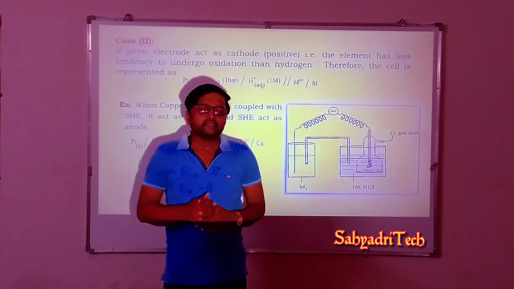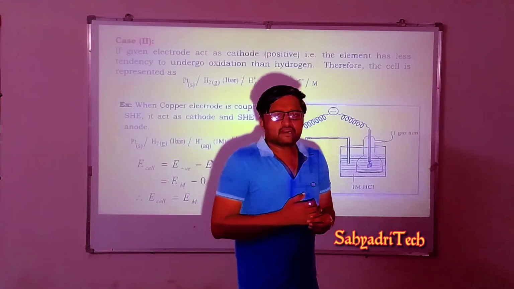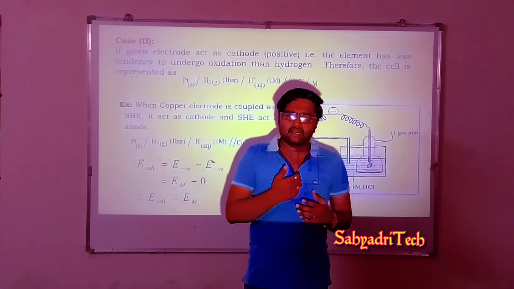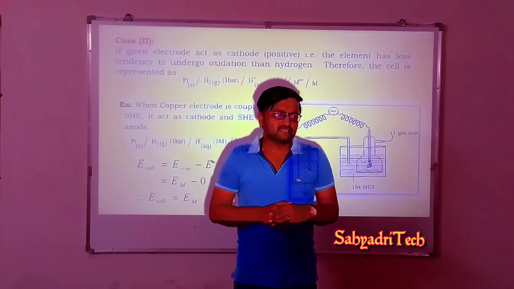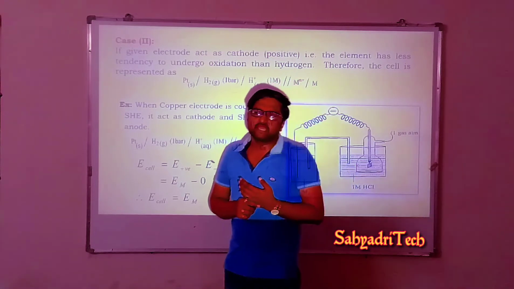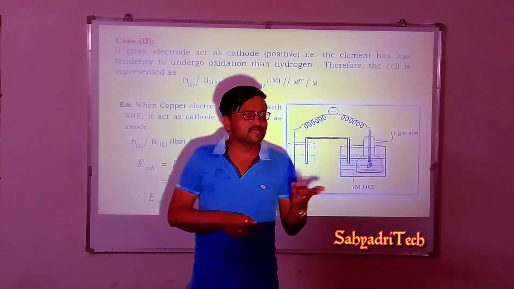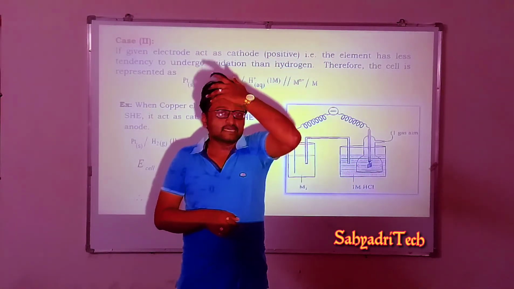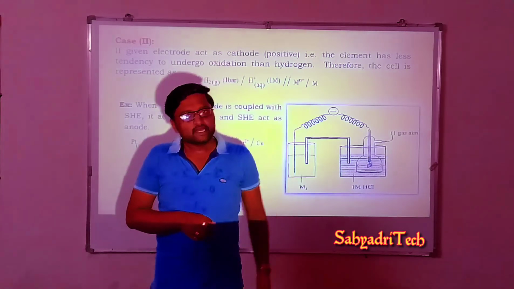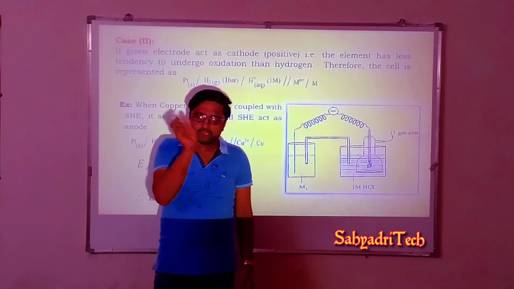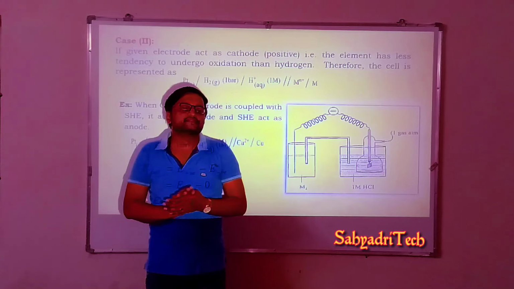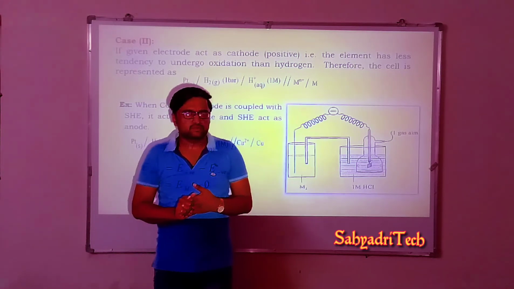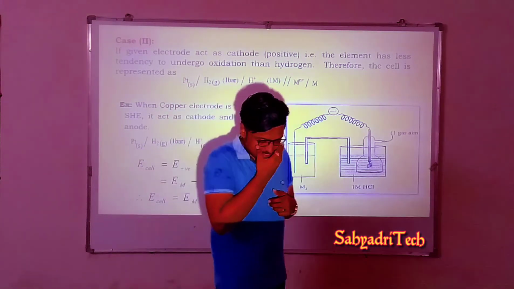Well, this is regarding the measurement of the electrode potential of other electrodes using SHE. That other electrode may act as an anode or cathode. Accordingly, SHE acts as the other half cell. So by coupling those two, SHE and the given electrode, we can get the cell potential of the given electrode. Well, I hope you understood this concept.